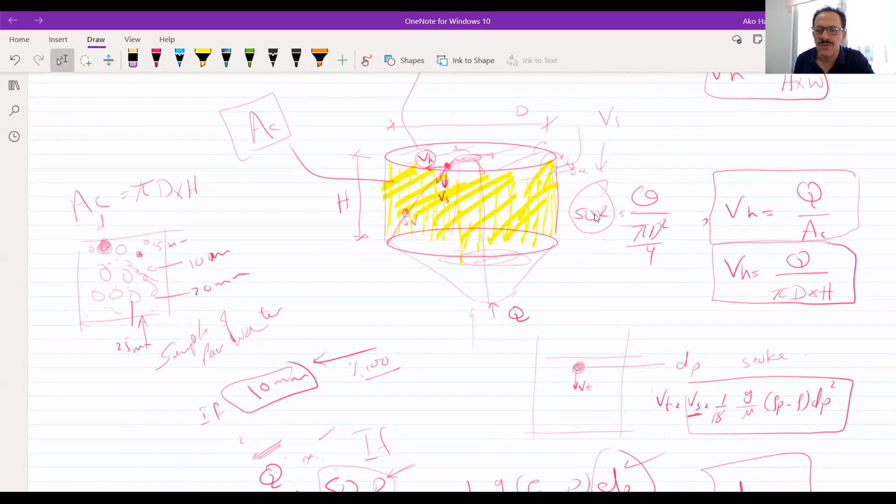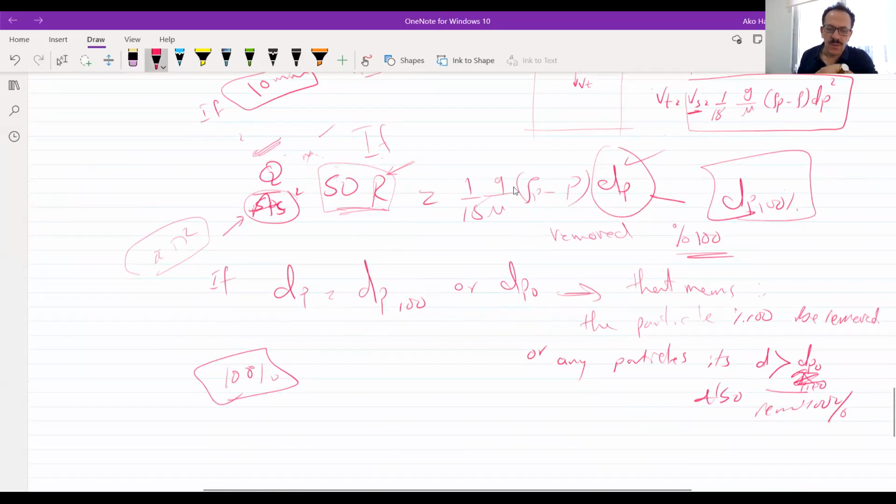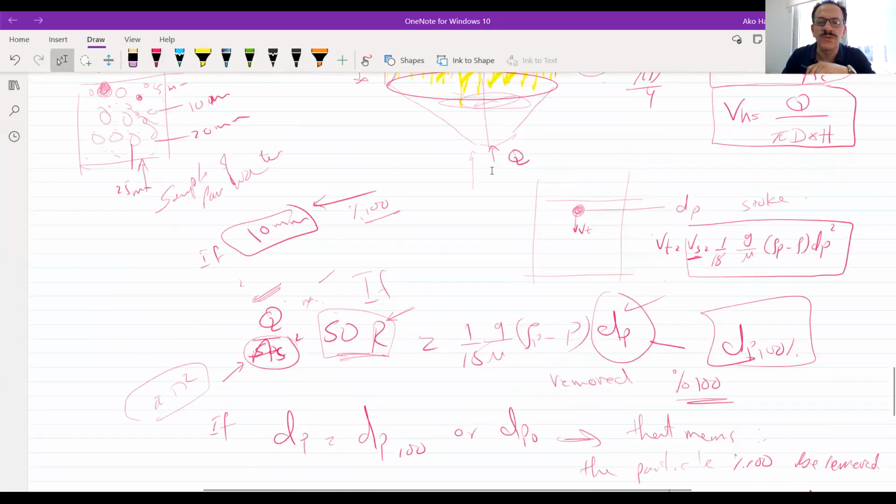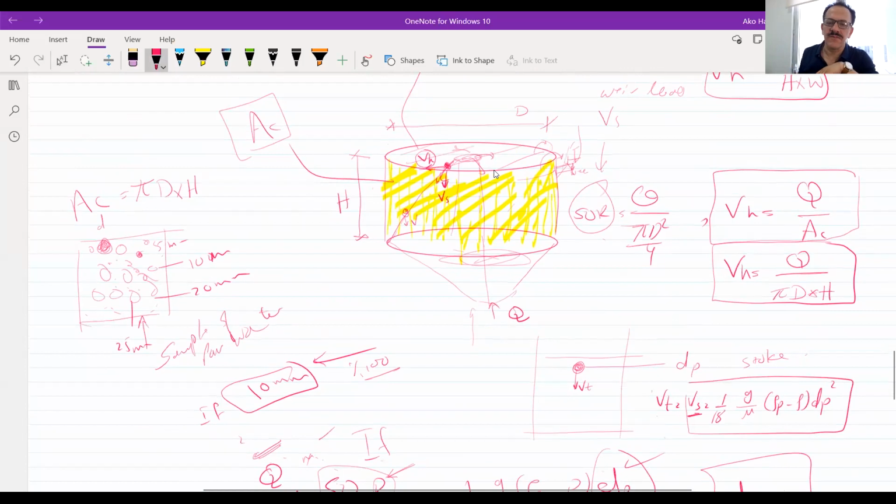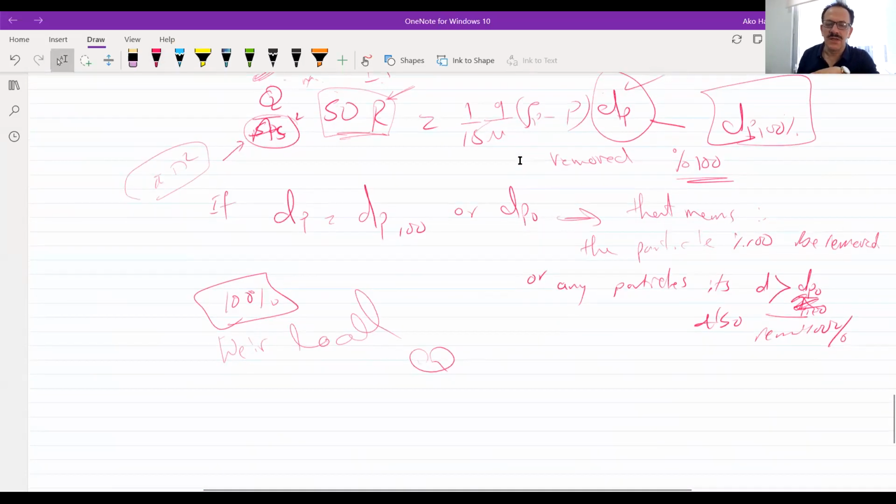So how much will be the depth of the weir and width of the weir? This is called weir loading. Weir loading is the Q divided by the meter length of that weir. So weir loading is the Q that will escape from the tank of clean water, Q divided by the circumference of this tank. By the circumference, I mean pi d. So Q over pi d is called weir loading.